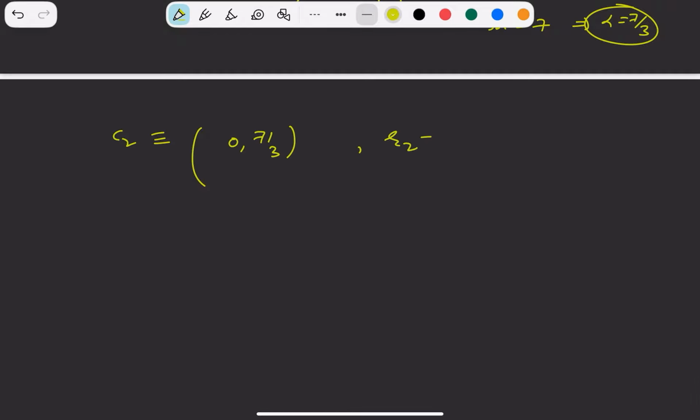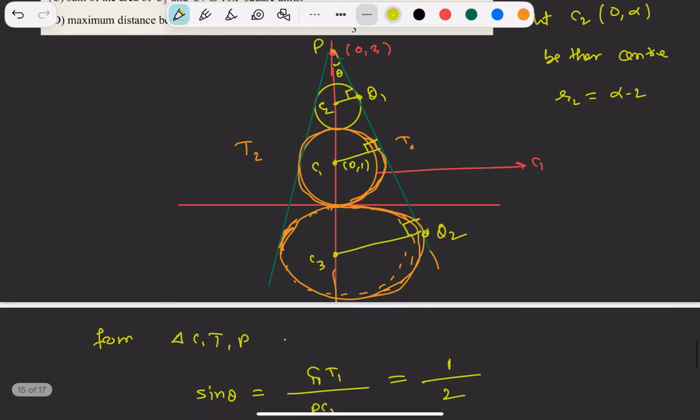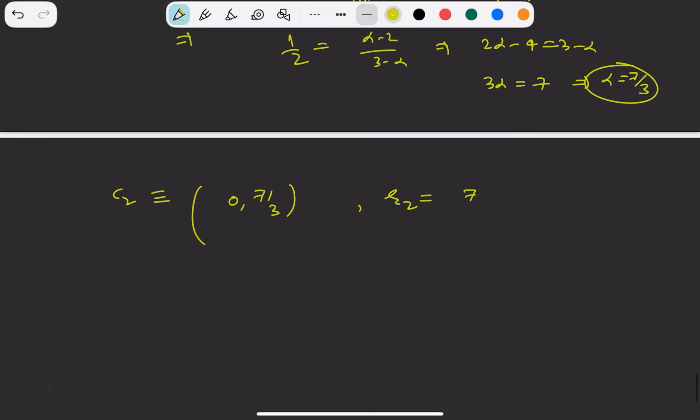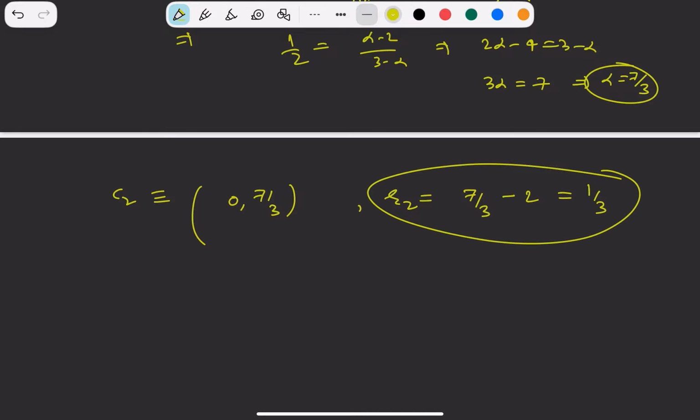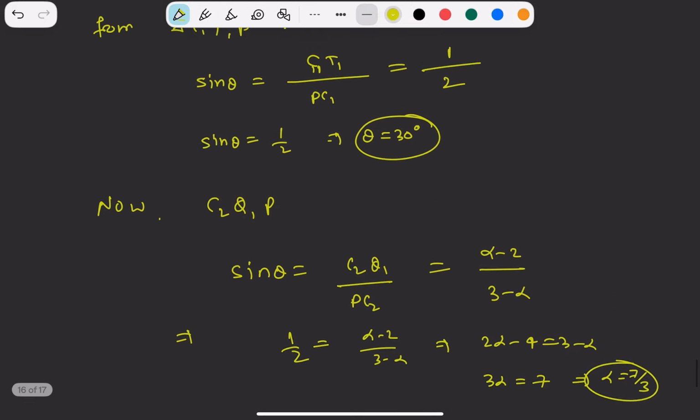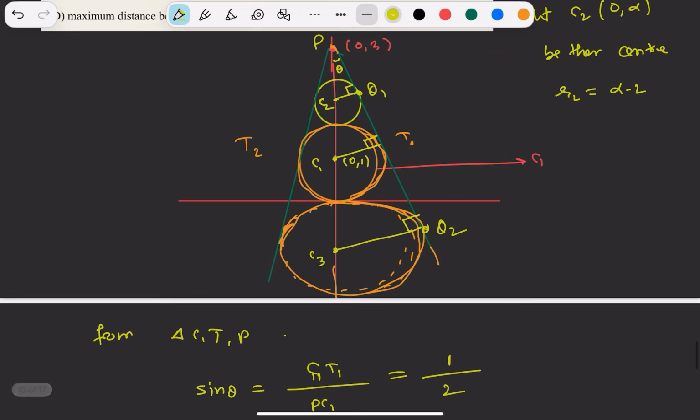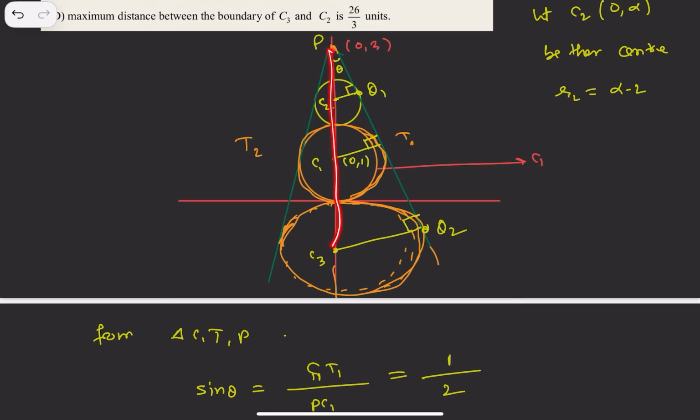And what will radius R2 be? R2 will be alpha minus 2, so 7 by 3 minus 2, that is 1 by 3. So radius R2 we got, center C2 we got. In the same way, we will follow the same process for this one.